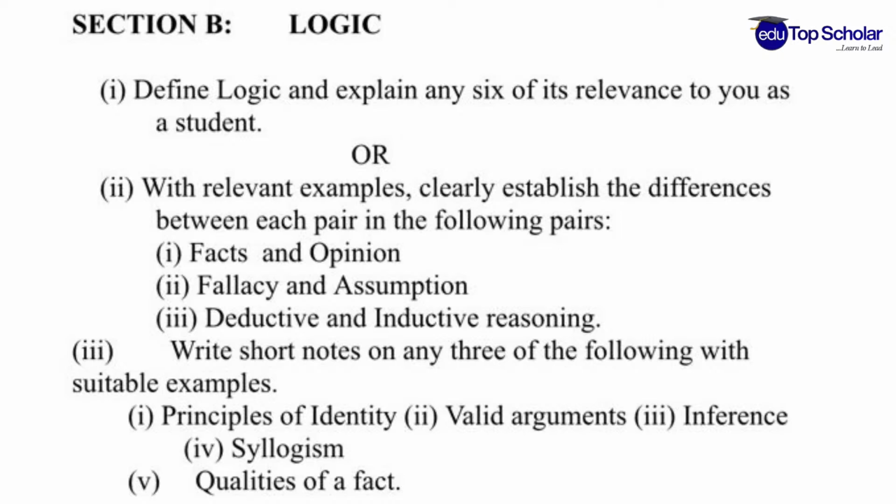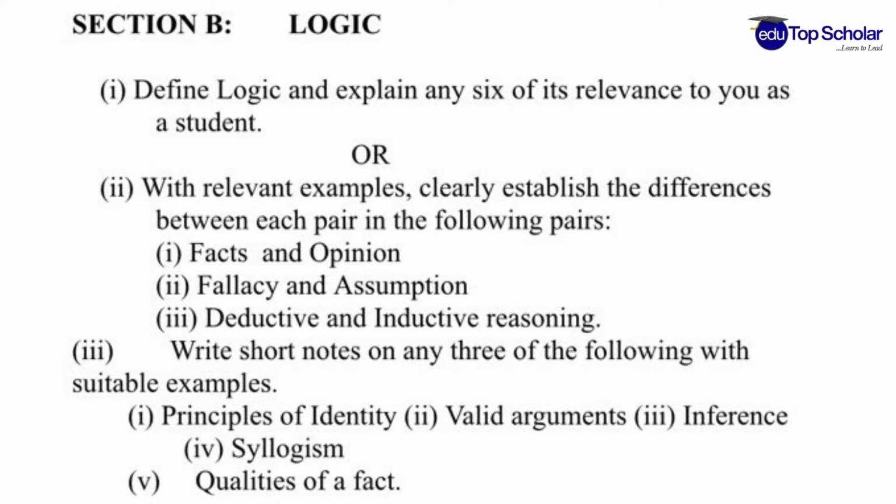So premise one: all men are mortal. That's an example. Premise two: Peter is a man. Conclusion: Peter is mortal.